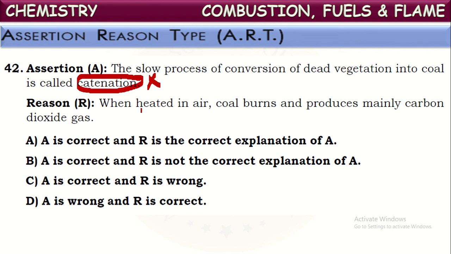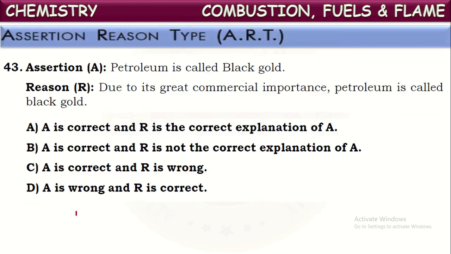And the reason given: when heated in air, coal burns and produces mainly carbon dioxide gas. This is correct. When coal is burned in atmospheric air, it produces carbon dioxide gas. So it is correct. Now what we can say: assertion is not correct, reason is correct. So here A is wrong, R is correct. Next, one more assertion reason type question.